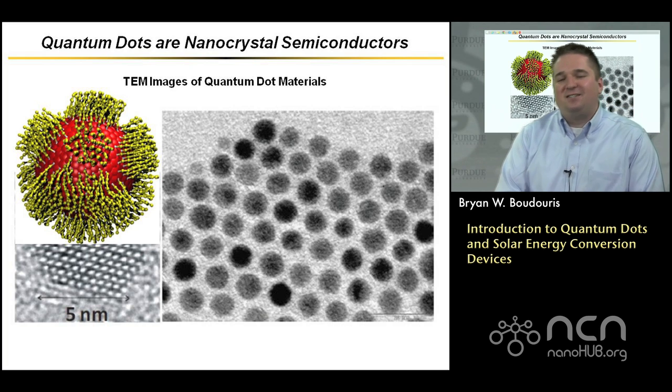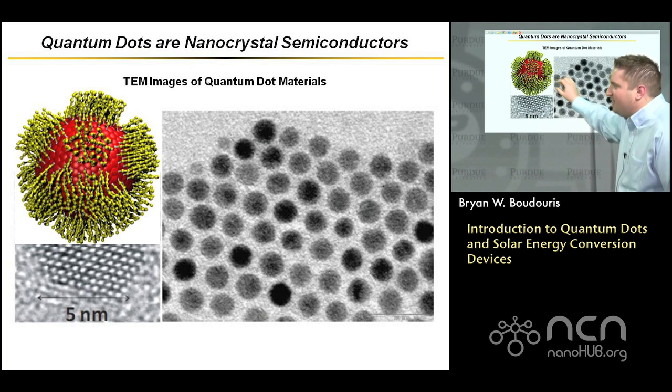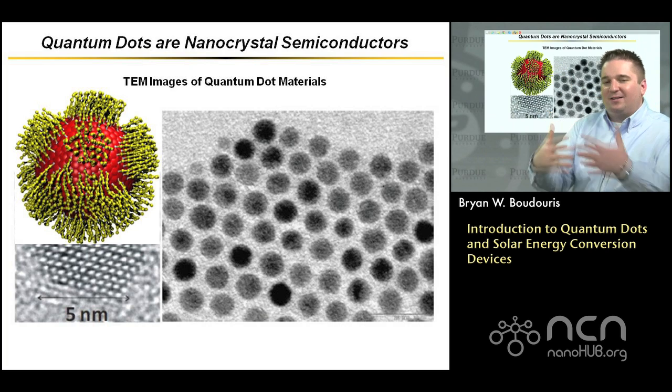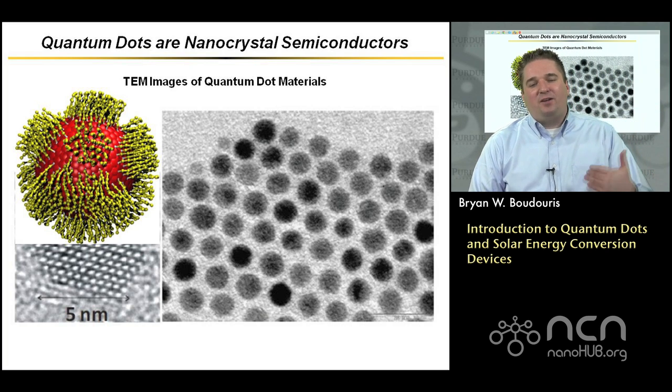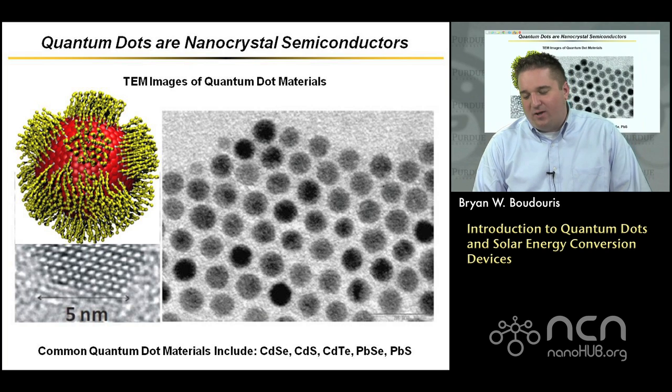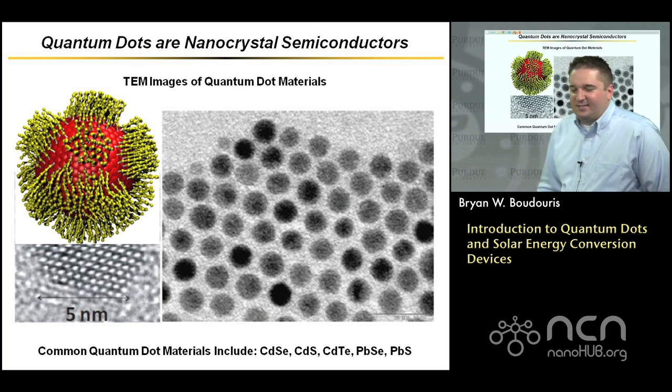And that's why the distance in between each one of those nanoparticles is about the same, because it's roughly the length of these ligands, or the way these ligands interpenetrate in between one another. Okay? Some common quantum dot materials that people like to work with are things like cadmium selenide, cadmium sulfide, cadmium telluride, lead sulfide, and lead selenide.